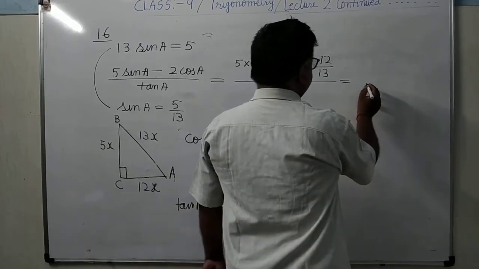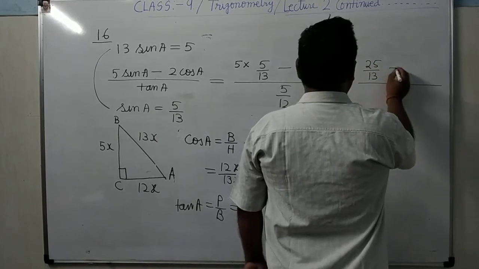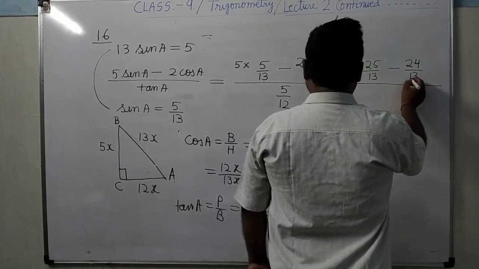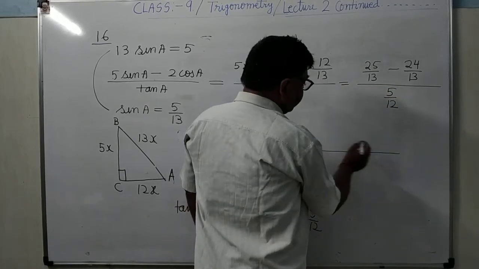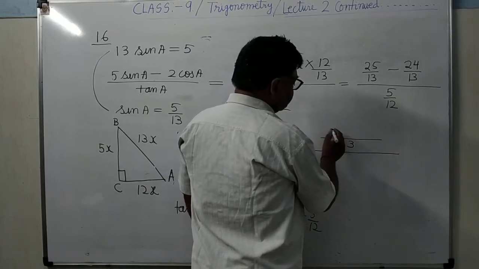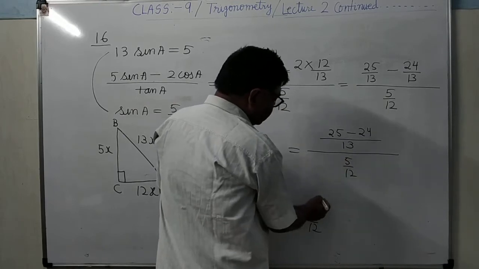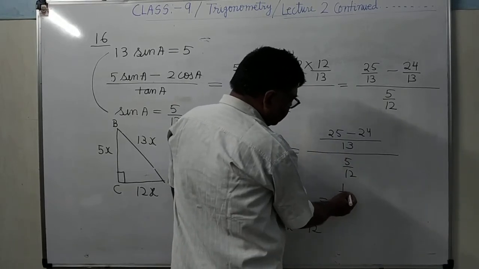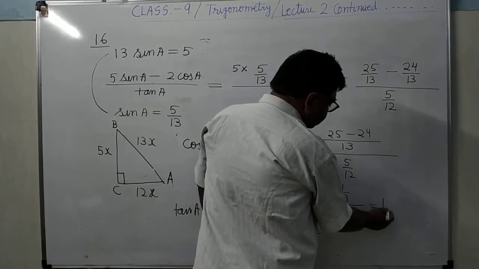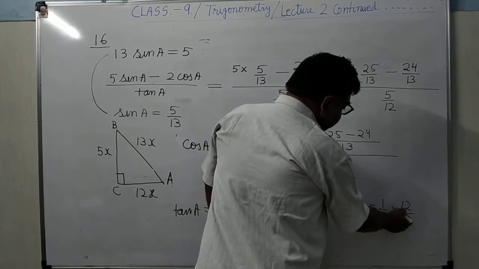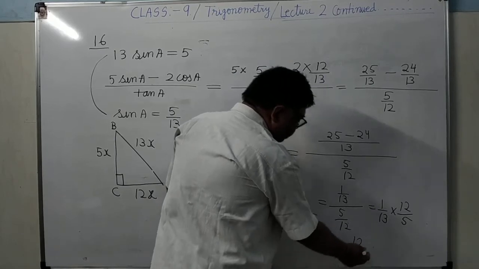So simplify it further. What is the LCM? This is 25 upon 13 minus 24 upon 13, divided by 5 upon 12. When you further simplify, the LCM is 13. So this will be 1 upon 13 divided by 5 upon 12. So this will become 12 upon 65, this value.